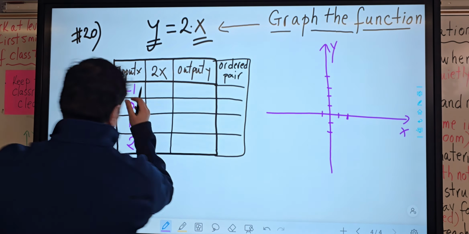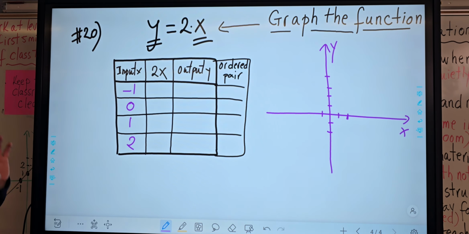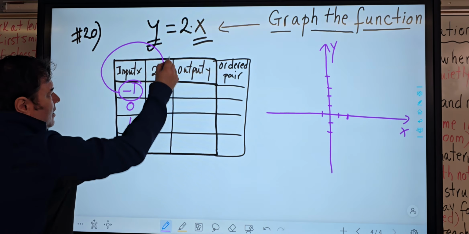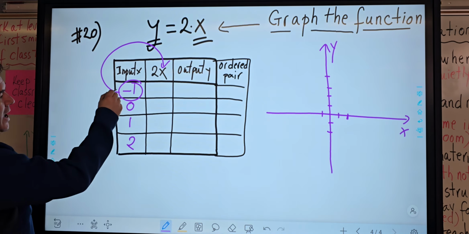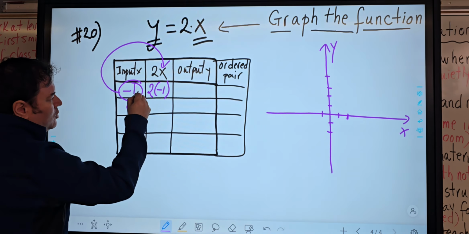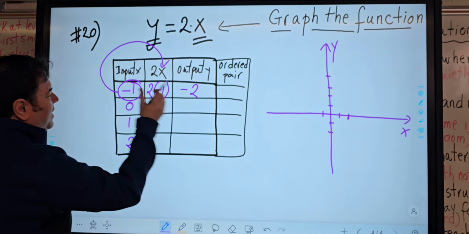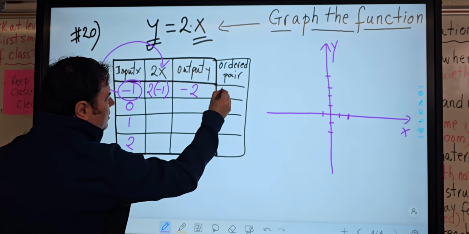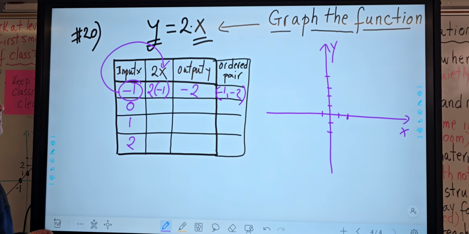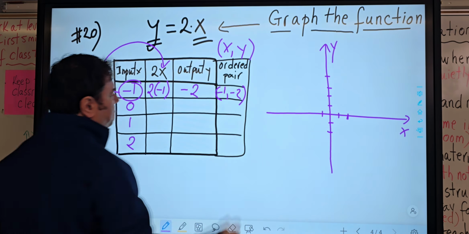Now, once we have the input for x, we have the function right here, 2x. And now we are going to substitute negative 1 first into the x in order to find the y. So instead of x, we put negative 1. So we have 2 times negative 1. 2 times negative 1 becomes negative 2. And the first ordered pair is negative 1, negative 2. Remember, the ordered pairs are written in the form x first and then y second.